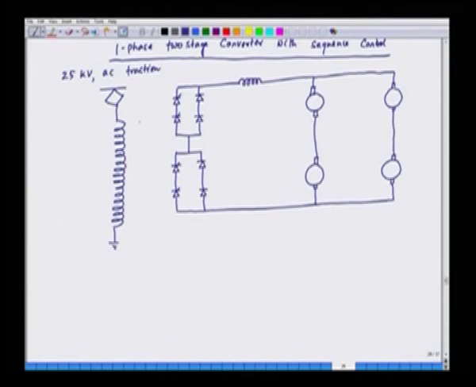And these converters are fed from the individual secondaries. So, we have the secondary transformer here for feeding these converters, and this is the DC link inductor LD, and this is the output voltage, that is VO, and we have VO1 for converter 1 and VO2 for converter 2. These are the two converter voltages.